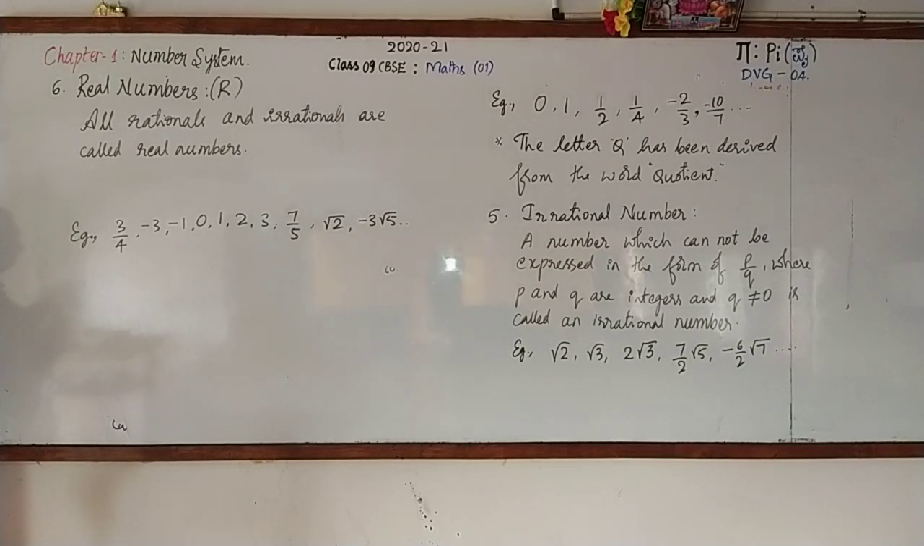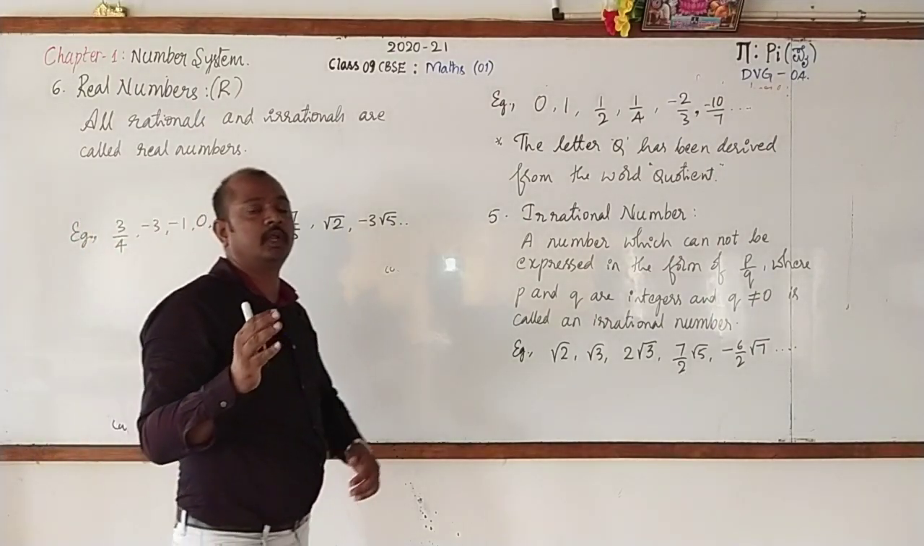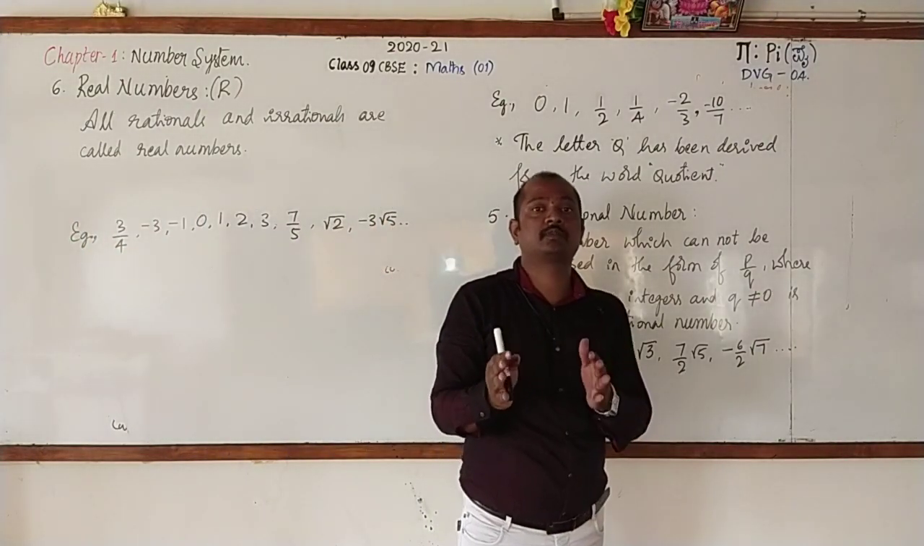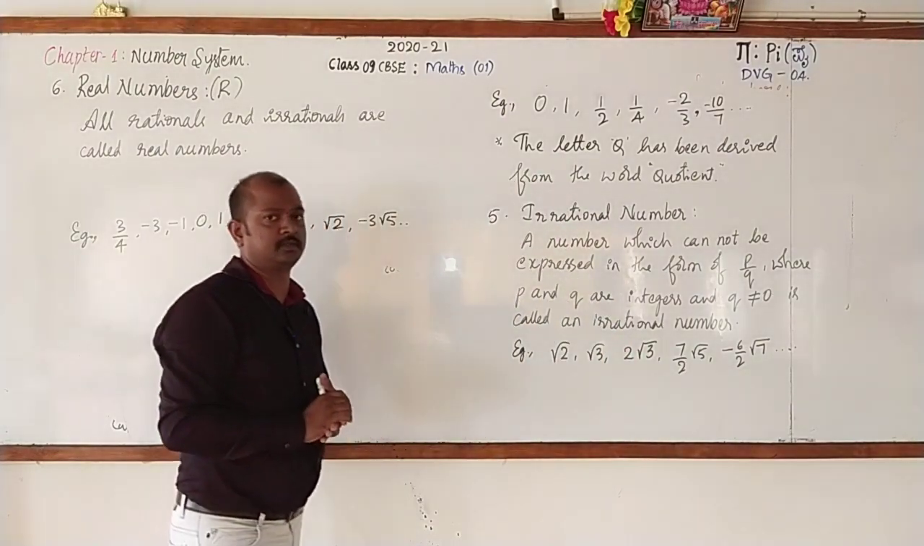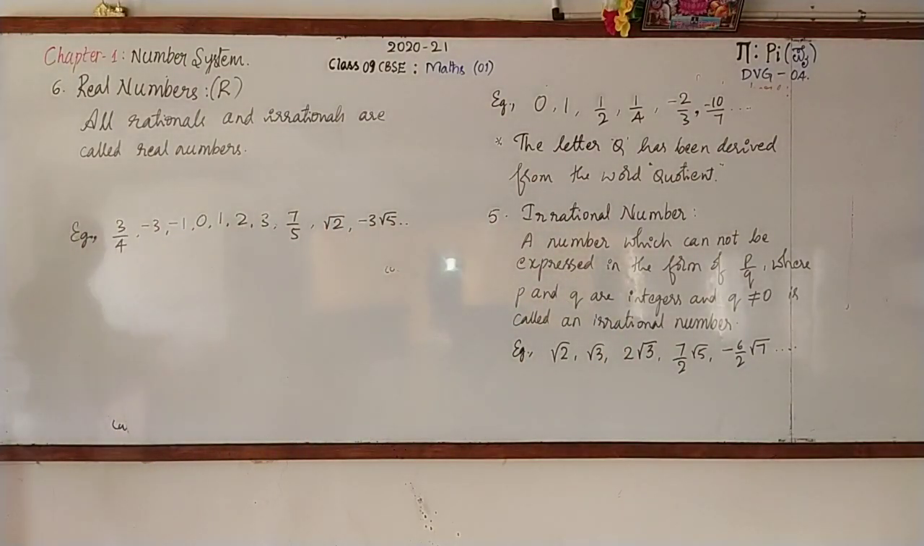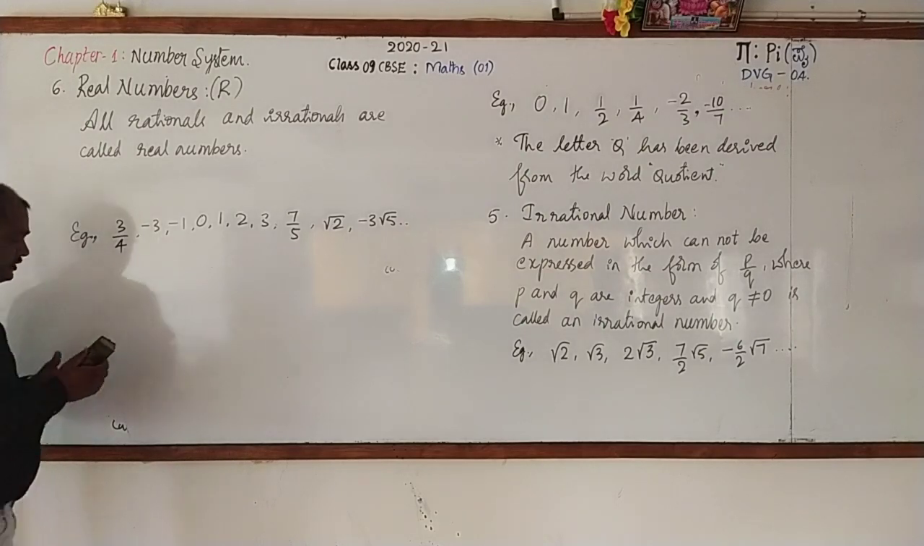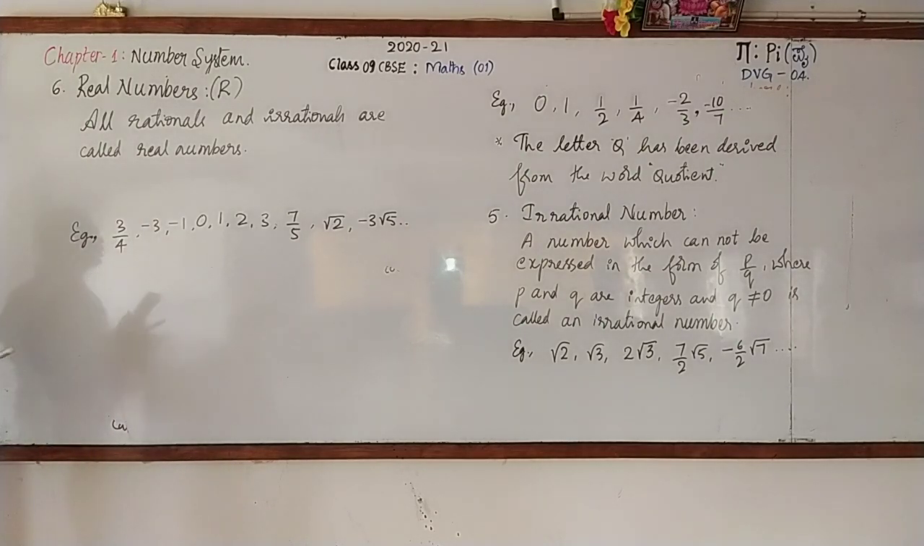Over. Now let's move on to the next part of this chapter. In the next part of this chapter, we are going to learn how to write rational numbers between two rational numbers. Right. Write down any worked examples.